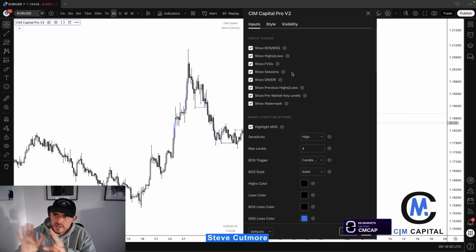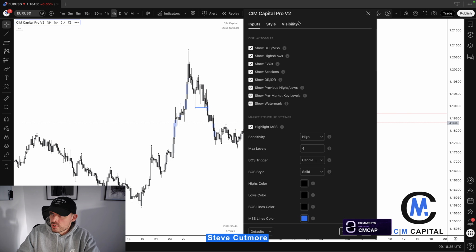But the good benefit with having the CM Capital Pro version 2 indicator is you can have 8 indicators in one. So you've basically got a little loophole here. Even if you're not paying for TradingView and you can only have 1 or 2 indicators, you can literally have this indicator and you've got 8. So there's benefit 1. Benefit 2 is obviously what's inside the indicator.